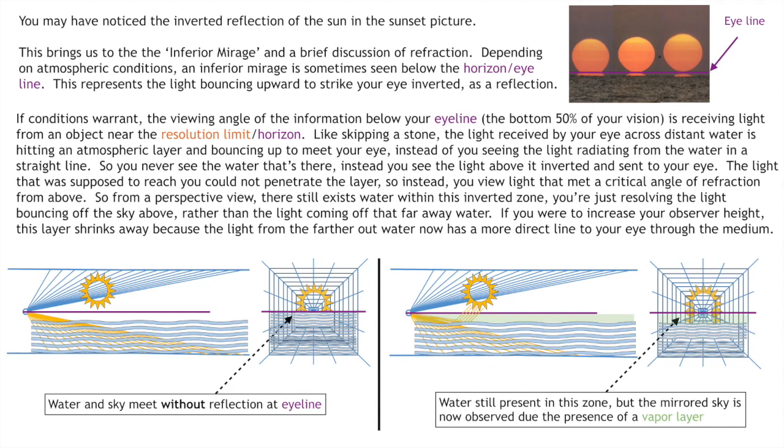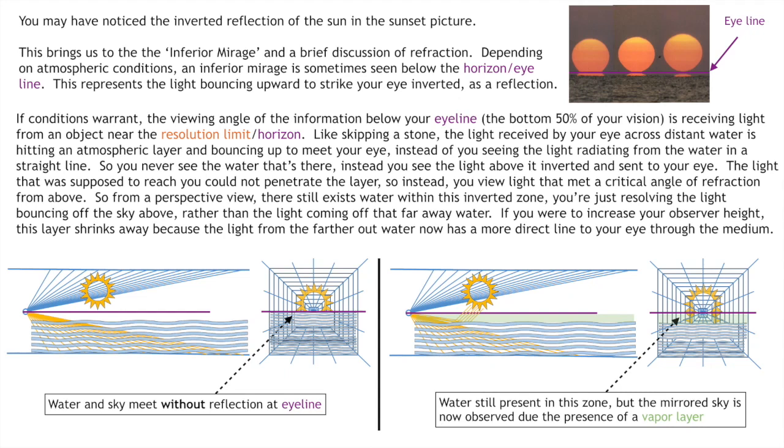The light that was supposed to reach you could not penetrate the layer, so instead you view light that met a critical angle of refraction from above and bounced to you inverted. So from a perspective view, there still exists water within this inverted zone. You're just resolving the light bouncing off the sky above, rather than the light coming off that far away water. If you were to increase your observer height, this layer shrinks away because the light from the farther out water now has a more direct line to your eye through the medium, instead of the critical angle that it meets with refraction.